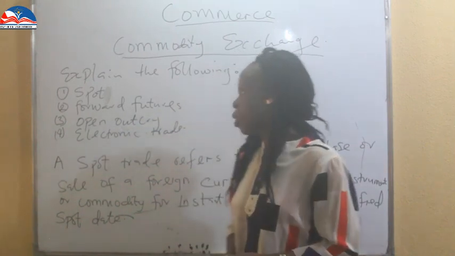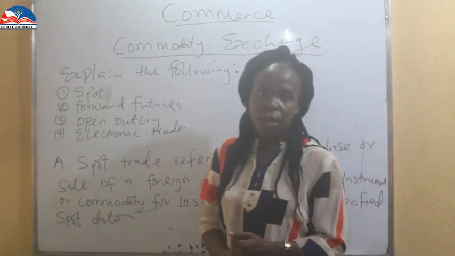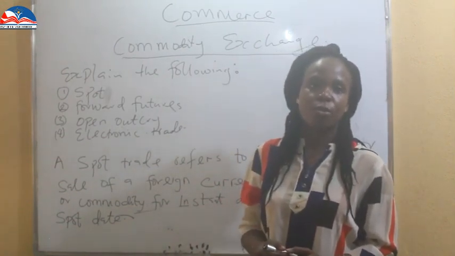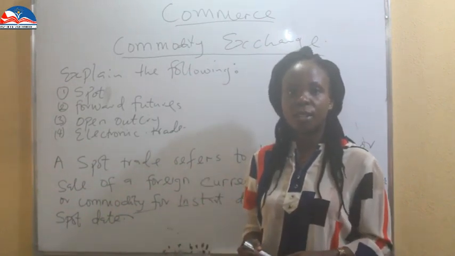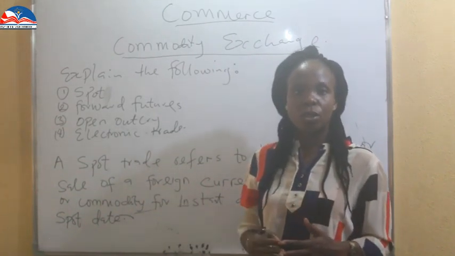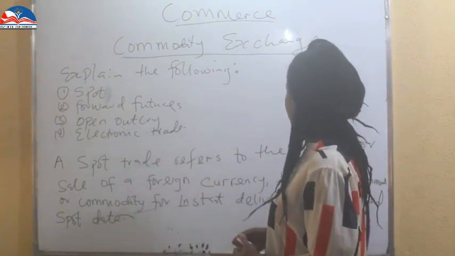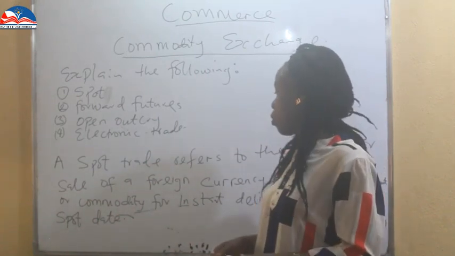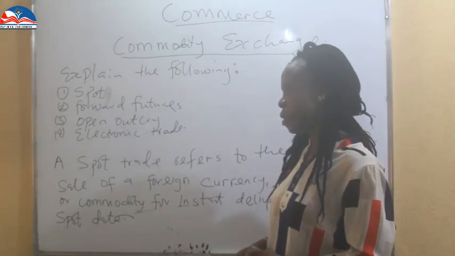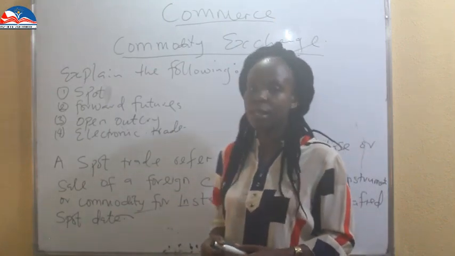What is spot? A spot trade refers to the purchase or sale of a foreign currency. And remember, foreign currency is traded in the forex market or forex trade, where you trade currency, the USD to dollar, the yuan to dollar, depending on the pair you want to trade. And so a spot trade refers to the purchase or sale of a foreign currency, which is done in a forex trade, or financial instruments. It can equally be a commodity for instant delivery on a specified spot date.